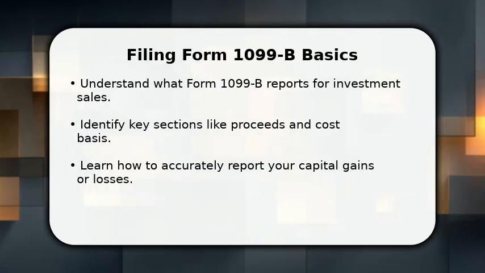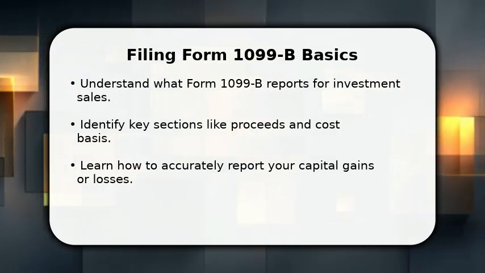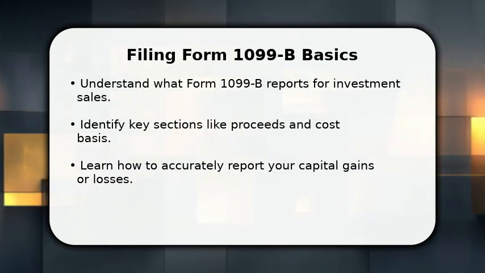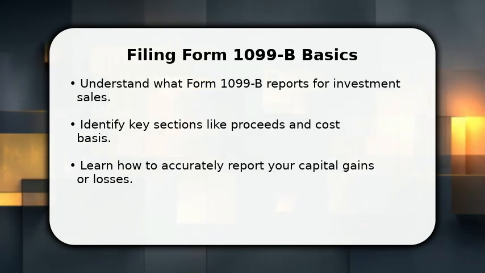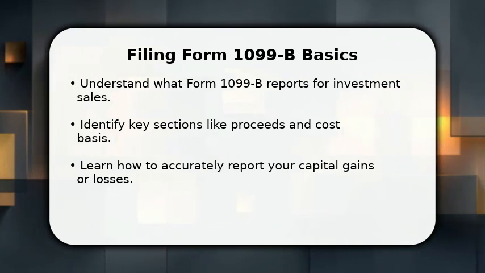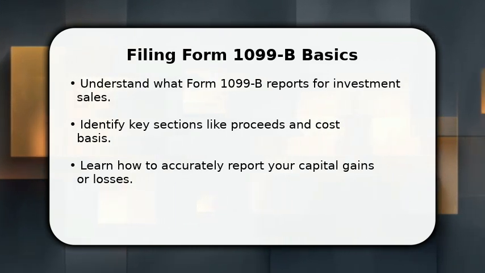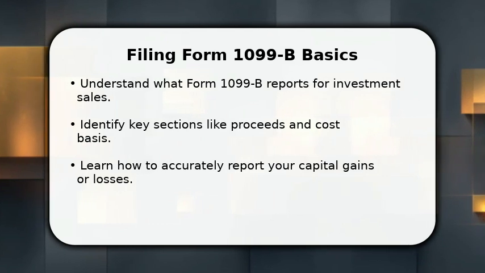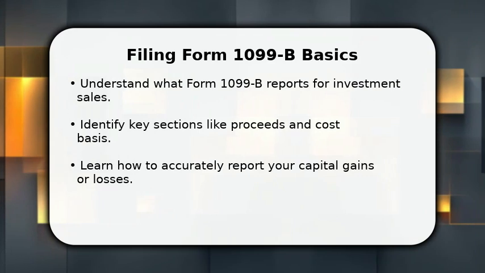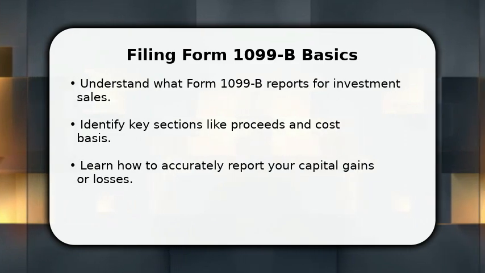In this video, I will explain how to file a Form 1099-B. First, ensure you have your official Form 1099-B from your broker, which details sales of stocks, bonds, or other securities. This form is crucial for reporting capital gains and losses to the IRS. We'll cover understanding the different boxes, like proceeds and cost basis, and how to transfer this information correctly to your tax return. Getting this right helps avoid discrepancies with the IRS.